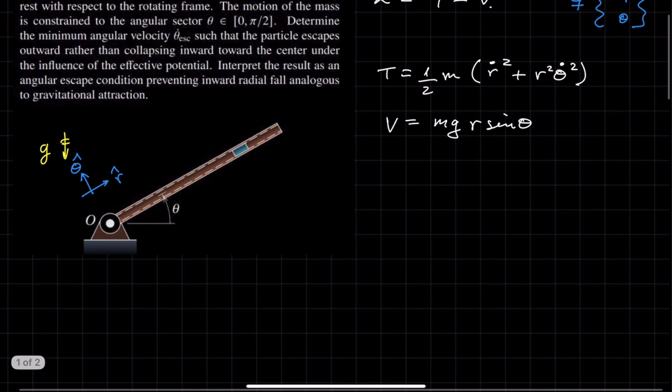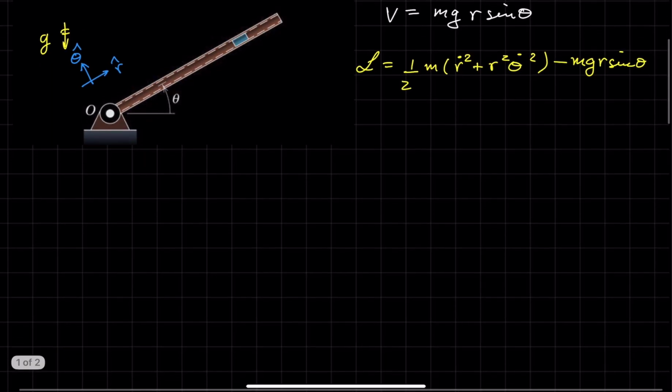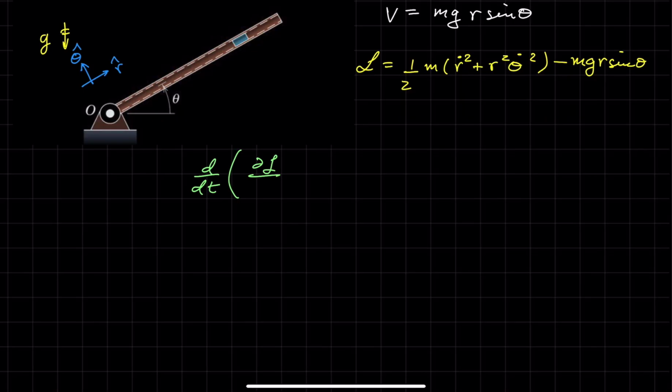So once we have that, we have to express the Lagrangian. It's going to be 1/2 m r dot squared plus, well, this, m g r sine of theta. Okay, with that, the equation of motion from Lagrange mechanics is the derivative with respect to time, well, that is like this.